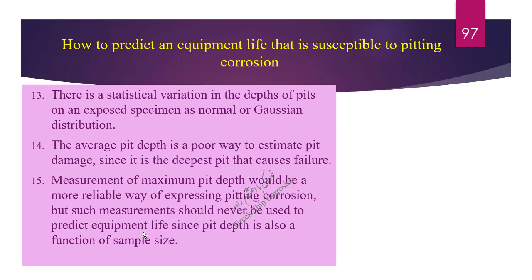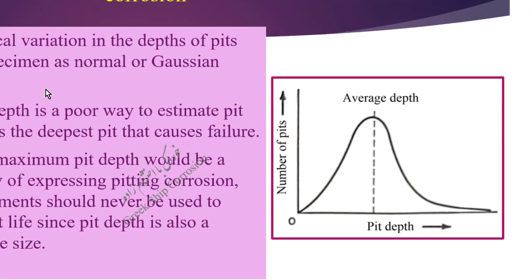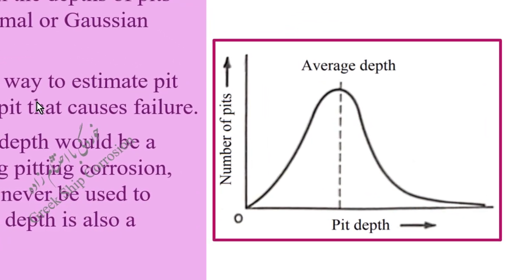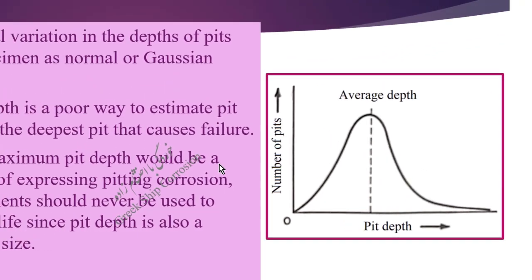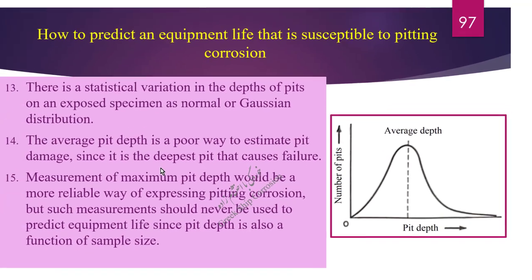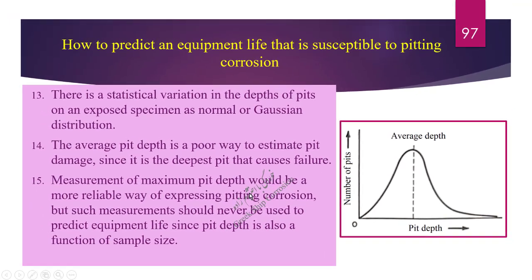How to predict an equipment life that is susceptible to pitting corrosion? There is a statistical variation in the depth of pits on an exposed specimen, or normal or Gaussian distribution. The average pit depth is a poor way to estimate pit damage, since it is the deepest pit that causes failure.